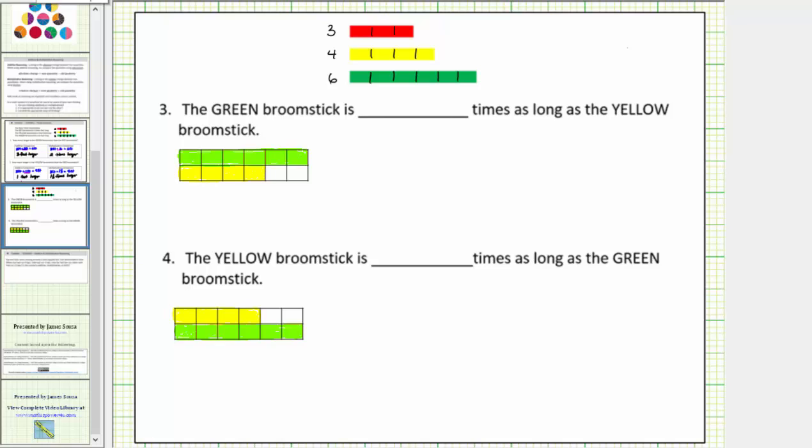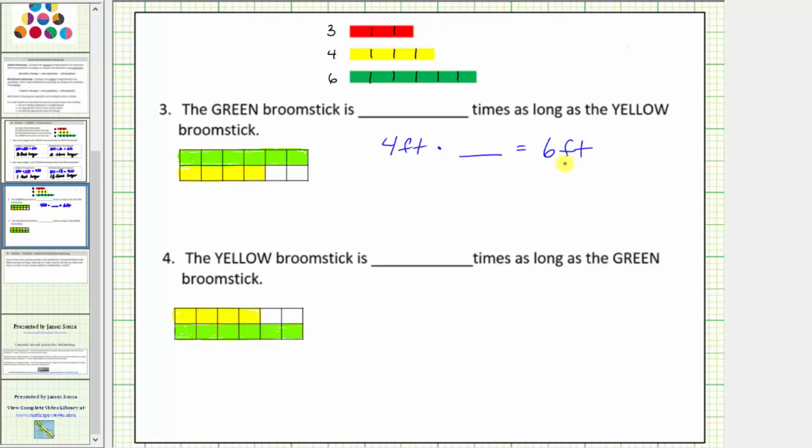Number 3, we're asked to complete the statement. The green broomstick is how many times as long as the yellow broomstick? The first thing to recognize here is because it says times, we're only using multiplicative reasoning. So using multiplicative reasoning, we begin with the length of the yellow broomstick, which is 4 feet. So 4 feet times some value is equal to the length of the green broomstick, which is 6 feet.